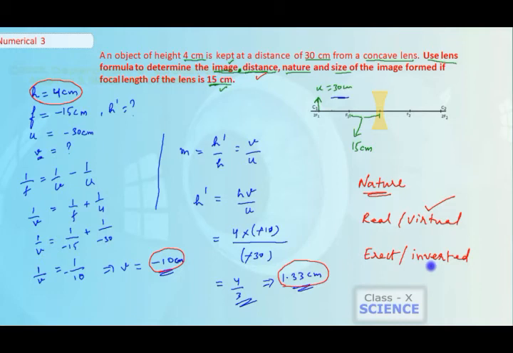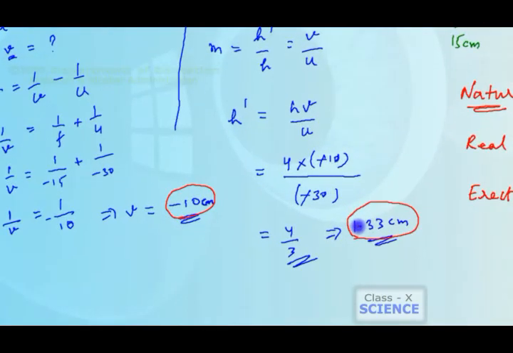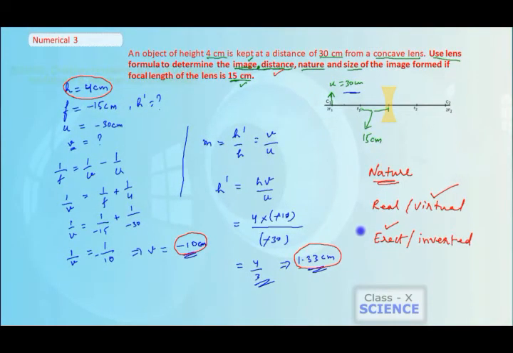Whether it is erect or inverted, for this you see the height of the image. Here height of the image is in plus. So it indicates the image is erect. So above the principal axis it is formed, so the image formed will be erect. So nature of the image can be obtained from the value of image distance and height of the image. From the value of image we can easily know the nature of the image.